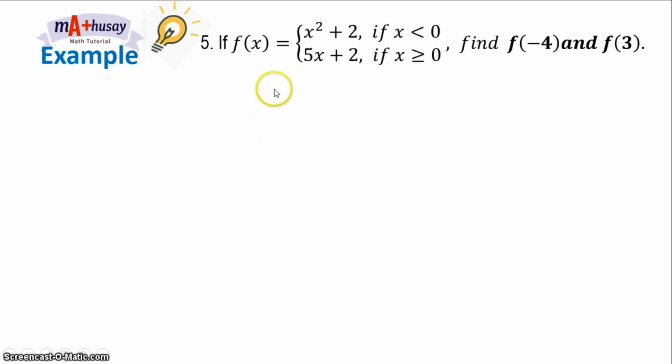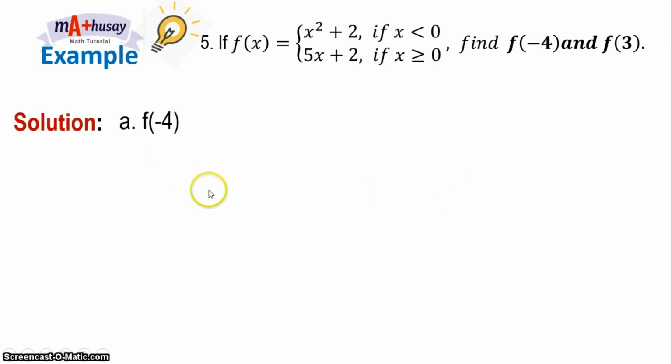Ngayon naman ay mag-evaluate tayo ng piecewise function. If f of x is equal to x squared plus 2, that is if x is less than 0, and f of x is equal to 5x plus 2 if x is greater than or equal to 0, find f of negative 4 and f of 3. So, paano ba tayo mag-evaluate ng piecewise function?